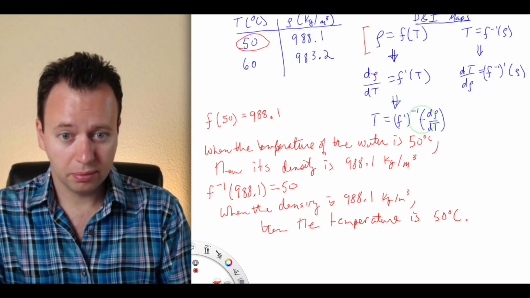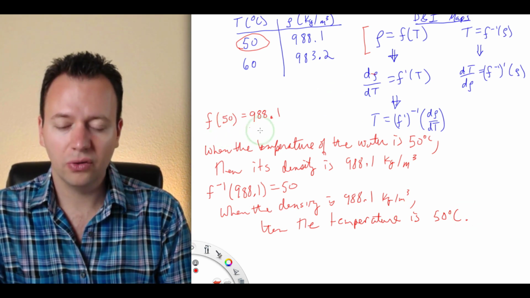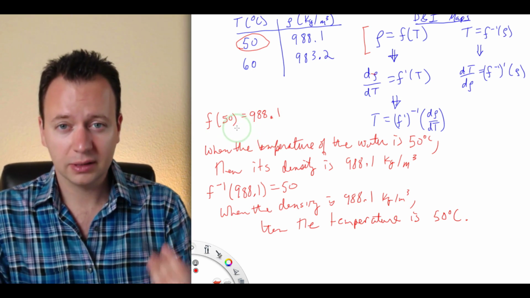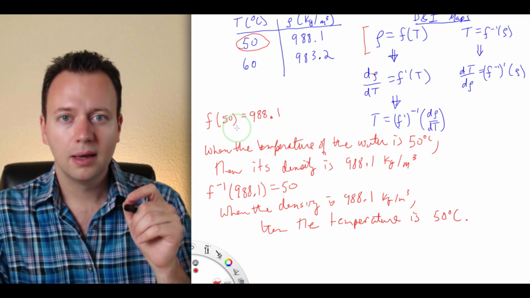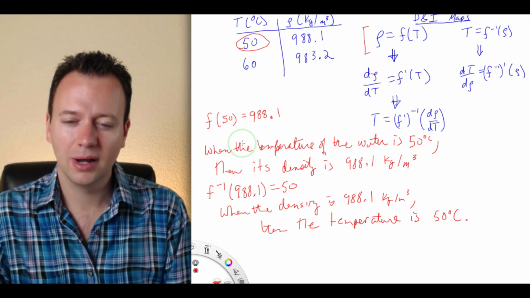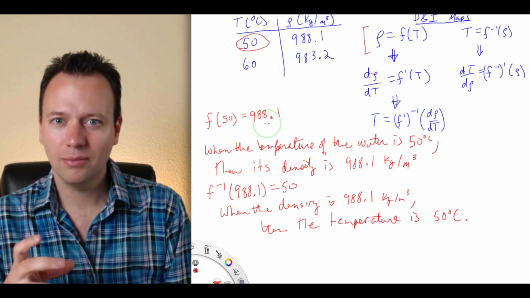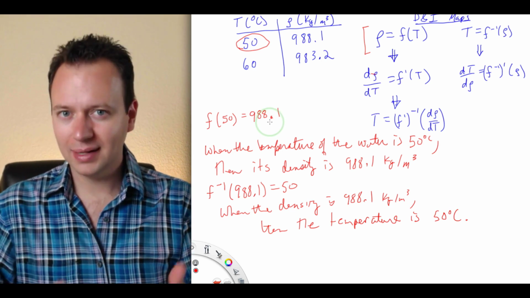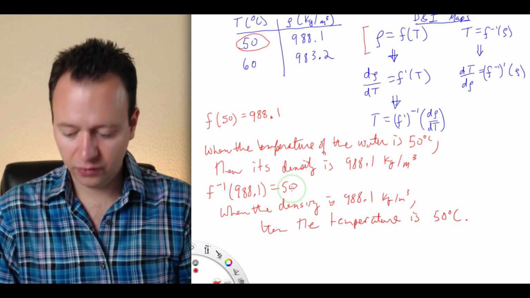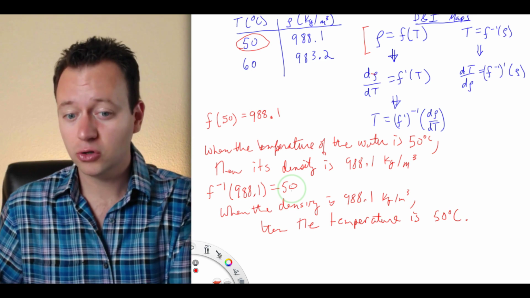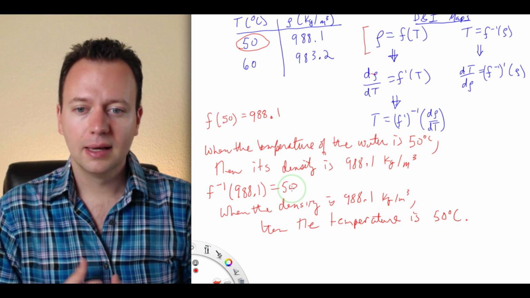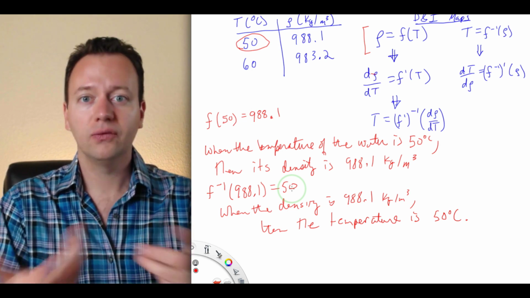Just, to mirror the functional notation as closely as possible, I like to start with the input. So I always like to, when doing these interpretations, start with the input, because whether you have f or f inverse, they're slightly different statements, right? So f of 50 equals 988.1 says, what is the density when the temperature is 50 degrees? Whereas f inverse of 988.1 equals 50 says something different. It says, well, what's the temperature when the density is 988.1? So the two go hand in hand, because 50 belongs to 988.1 and vice versa.